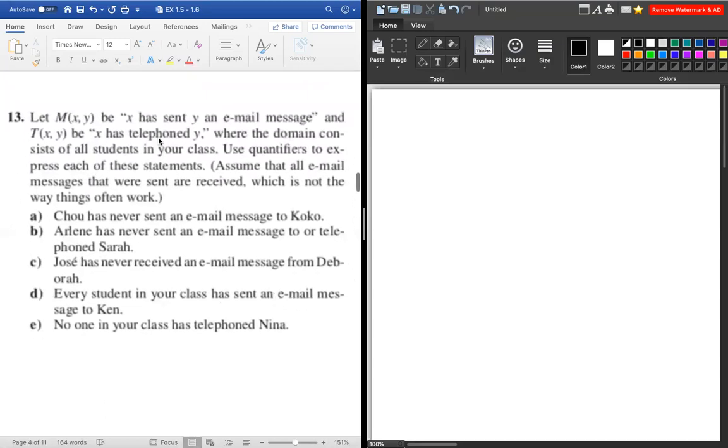Question number 13. We have X has sent Y an email message, and this T here, X has telephoned Y, where the domain consists of all students in your class. We have to use the quantifiers to represent them. Okay, let's do part number A.